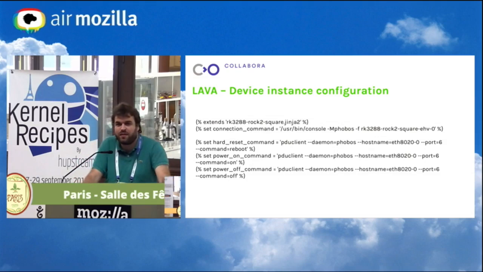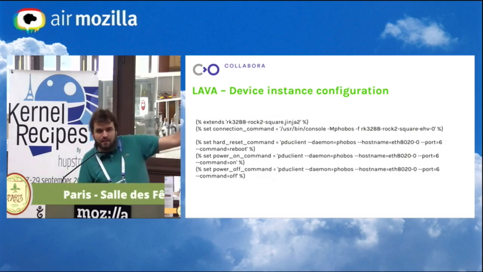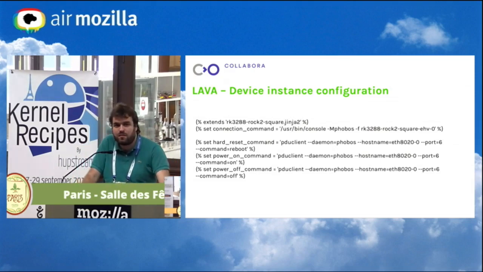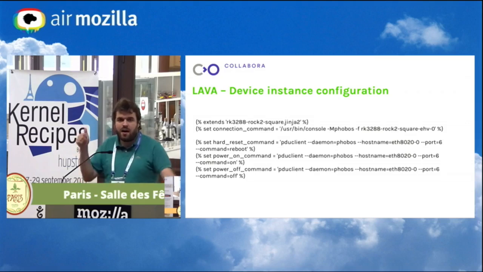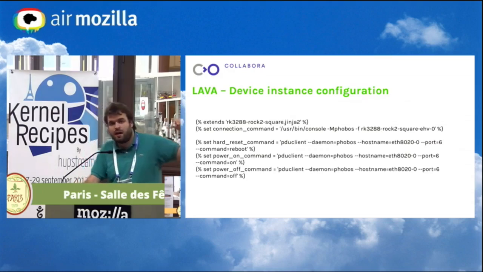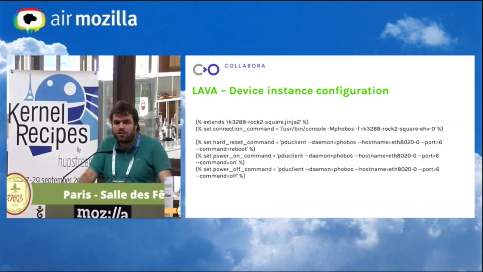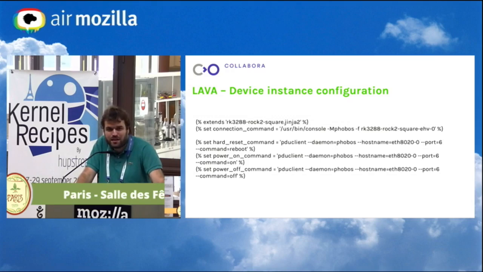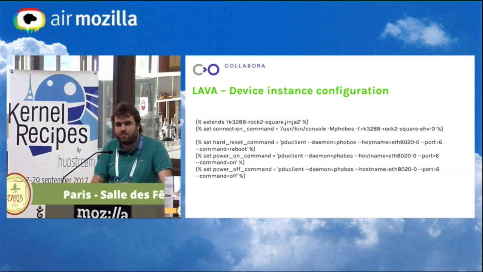Next thing, we want to configure a specific instance of a device. So the first thing is that we extend the device type that we've just configured, and then we give it a couple of commands, like how to get to a console and how to reset it. We use the PDU client, the Lava PDU thing that I described earlier. It's a client-server thing. The client is connected to a server called Phobos, a certain host name, and a port. So it says this is port 6 on our power switch, the one that you should reboot for this device. So there's a bit of configuration there, but nothing really complicated. We have on, off, and reboot just turns it off, waits 5 seconds, and turns it back on. Pretty standard stuff.